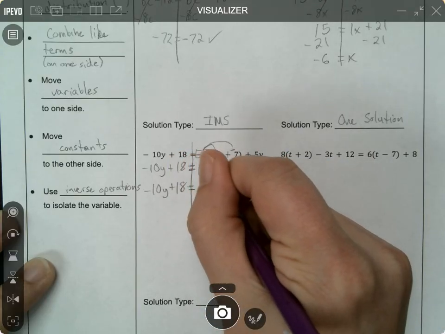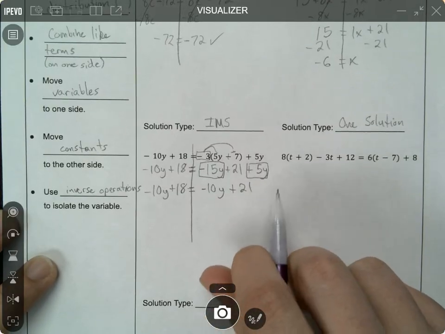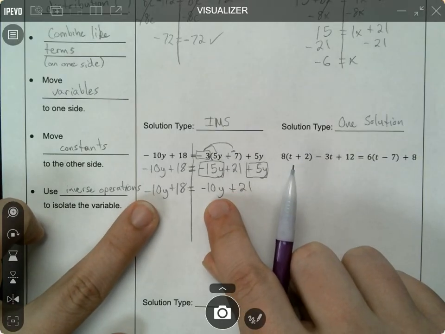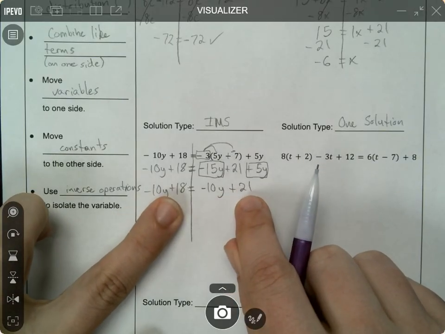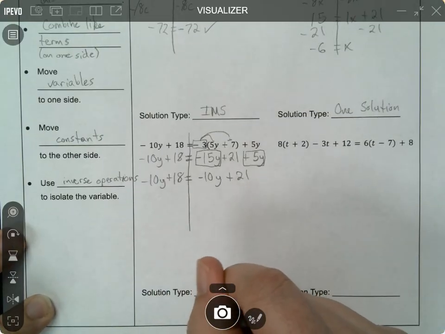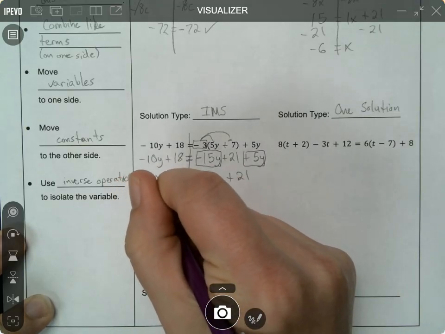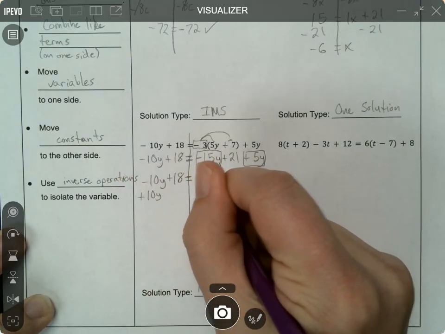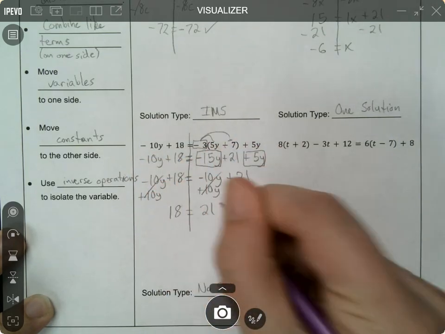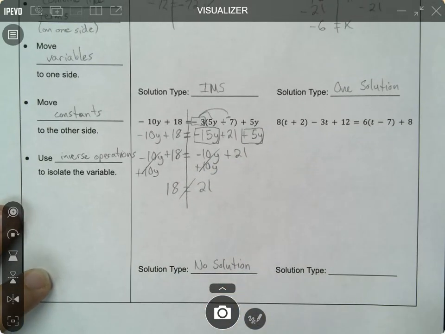gets me negative 10y. And again, it's at this step that if you know what you are looking for, you're good. Okay? I've got the same coefficients. I've got different constants. This is going to be a no solution. If you wanted to take it one more step, just to be safe, you can add 10y to both sides. They'll cancel themselves out, and you get 18 equals 21. 18 does not equal 21. So therefore, it is no solution.